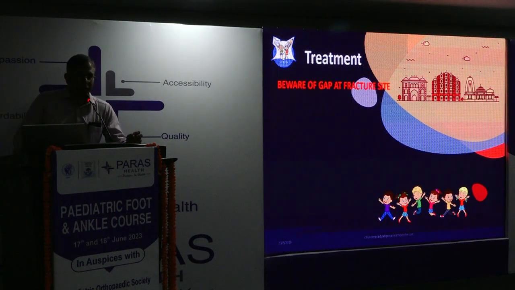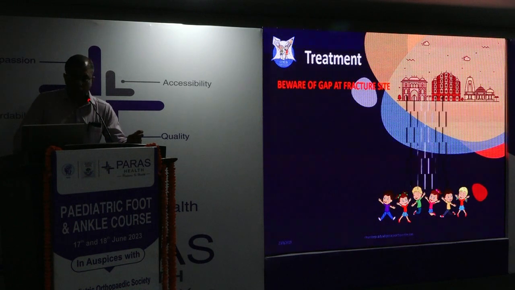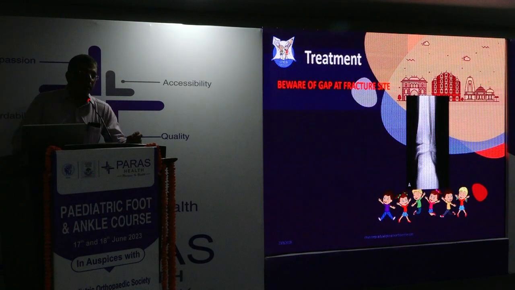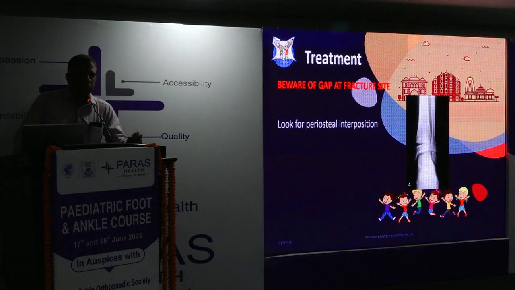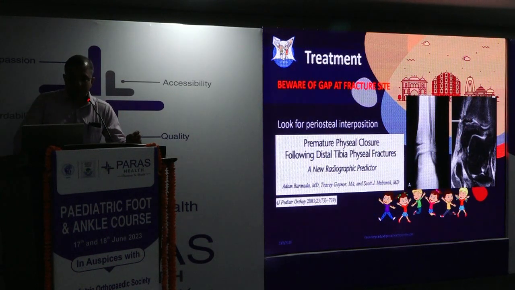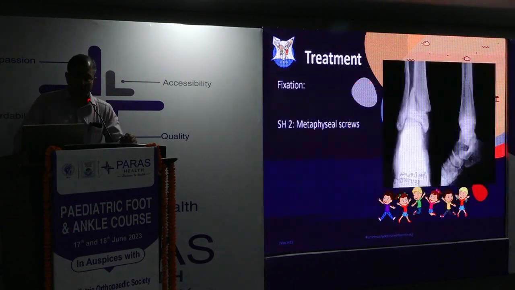There is one caveat over here, or one word of caution: beware of a gap at the fracture site at the end of your reduction. This could mean an interposed periosteal fragment, and this has been described, and this is a predisposing factor for a physeal growth arrest. So if you see this gap, then it is an indication for going in, opening it up, taking out that periosteal flap and closing that gap.